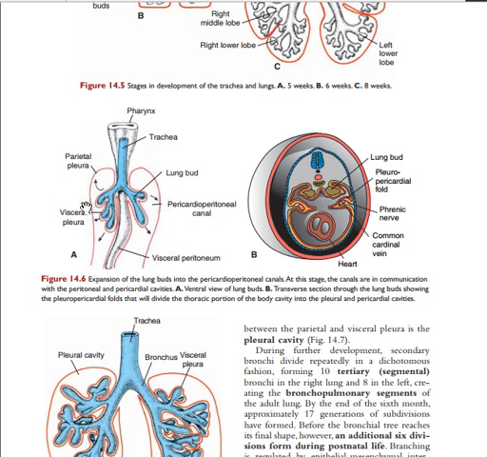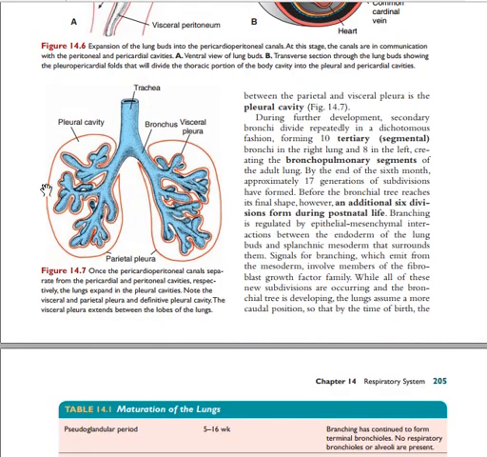We are going to have expansion of the visceral pleura and the parietal pleura to produce the pleural cavity. Now this is the formation of the body cavity with the pleura, as we have seen already in the tutorial of body cavities. So in the end, we are going to have this.